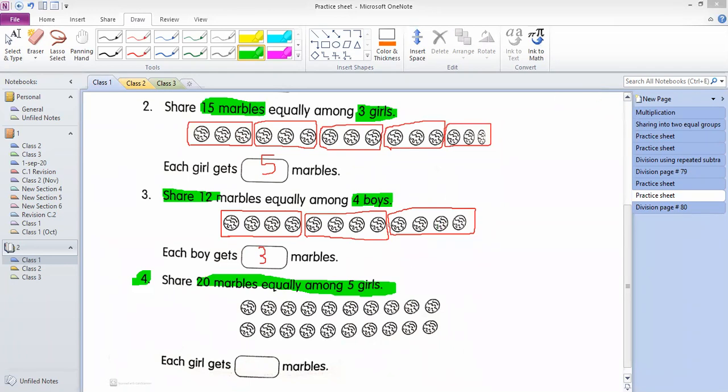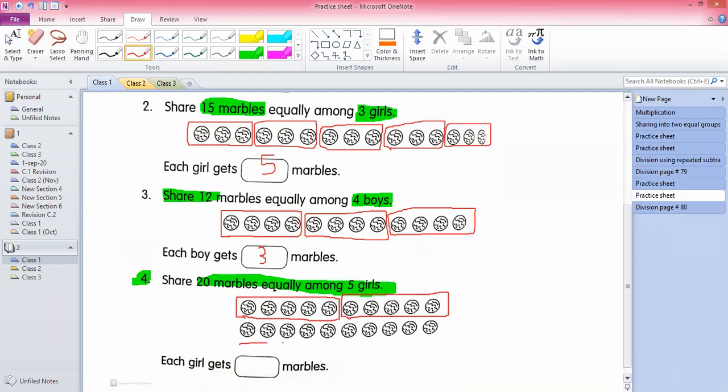Look, guys, there are 5 girls. That means you will make a group of 5. So make a group of 5. 1, 2, 3, 4, 5. Make one group. 1, 2, 3, 4, 5. Make another group. 1, 2, 3, 4, 5. Make another group. Why you are making group of 5? Because there are 5 girls. And again 1, 2, 3, 4, 5.